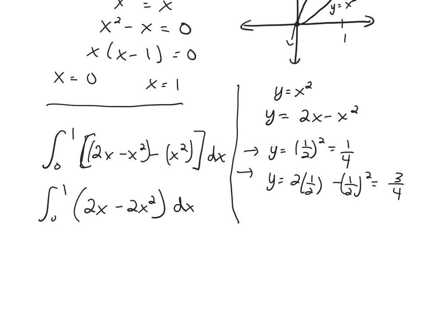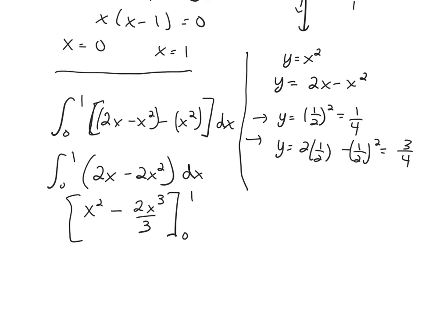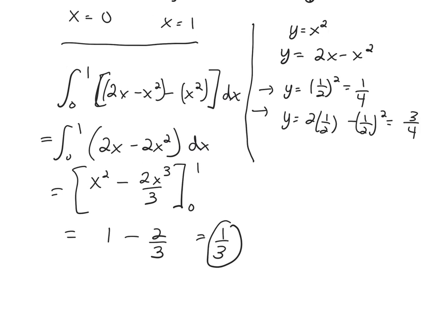And what do I get when I integrate that? What do you get when you integrate 2x? x squared, and then 2x squared gives 2x cubed over 3. We're just doing our reverse power rule where we add 1 to the power. And then I just have to plug in my numbers. So 1 minus 2/3 or 1/3. And again, you should end with a positive number, not a negative number.